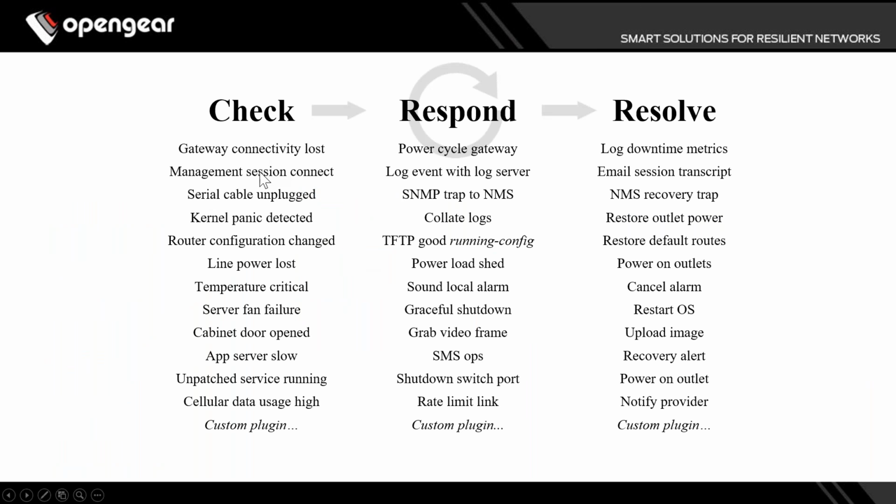Gateway connectivity lost, managed service connections, serial cable unplugged, server fan failures, responses. What can you do? Power cycle the gateway, log events. You can sound a local alarm. You can do graceful shutdowns. Very handy if water's detected.